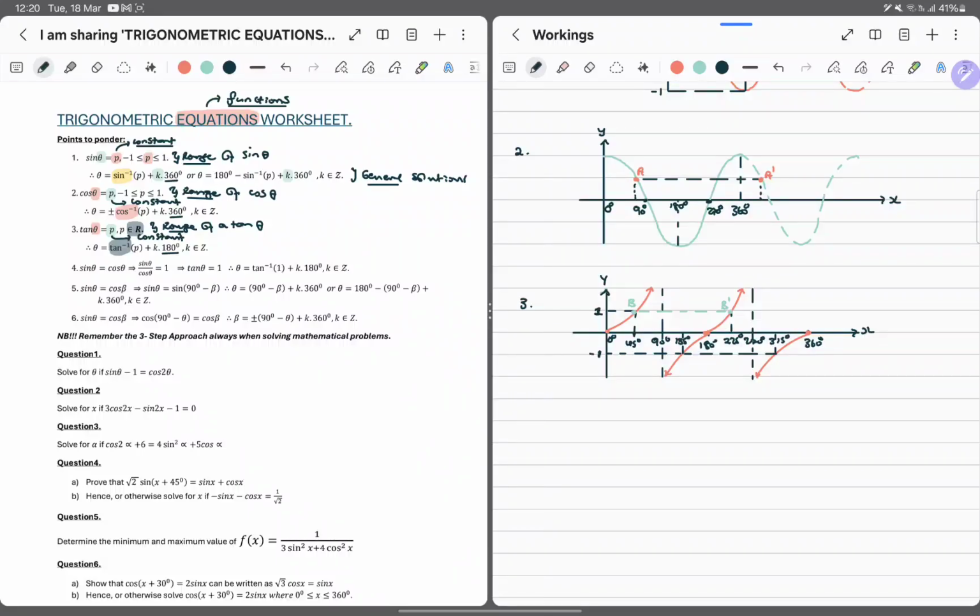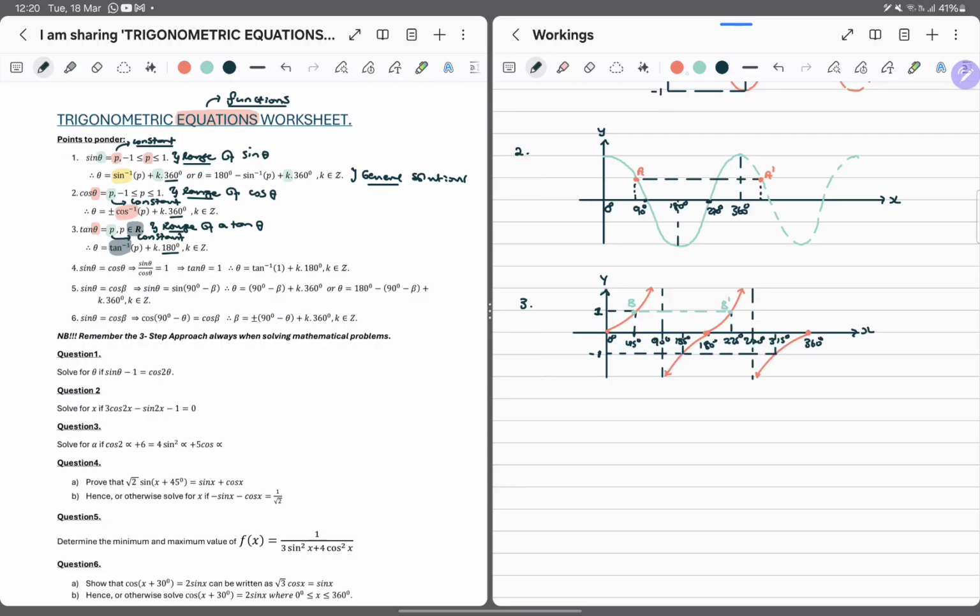Let's see. If you calculate, I am... Yes, 270 plus 45, yes, 315, this one. So can you see?